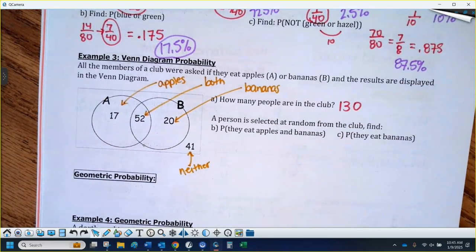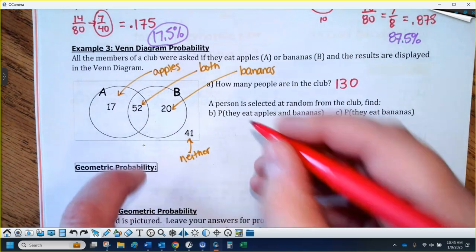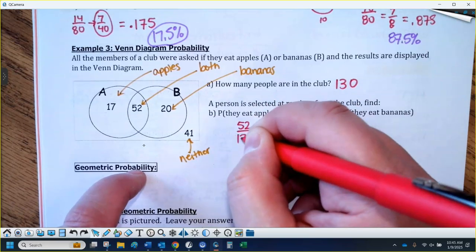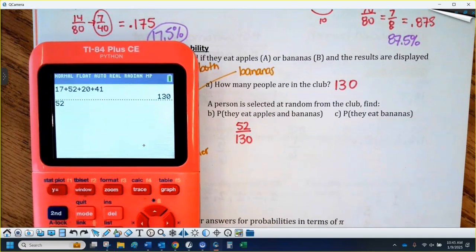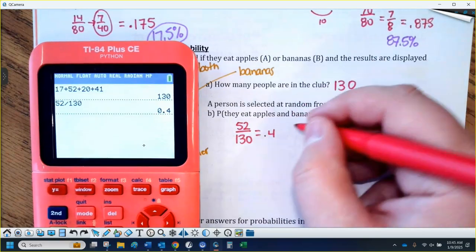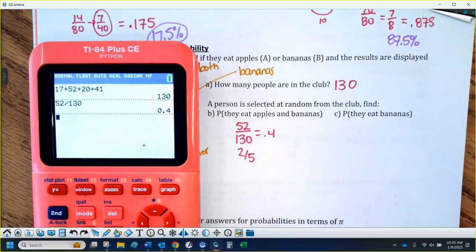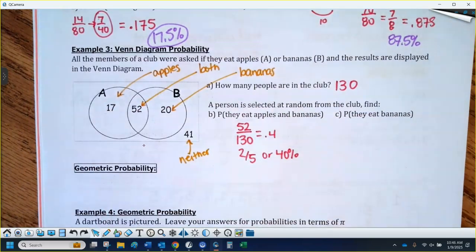Okay, how would you figure out the probability that people would be willing to eat apples and bananas? What would you do to find that probability if I randomly select somebody from this club? Perfect. There's 52 in the middle here that eat both, so you would just do 52 over 130. And again, I know I don't really specify in here how to write this. So if you want to write a decimal, this would be 2/5 if you reduce the fraction, 0.4 or 40%. I would take any of those answers if it doesn't specify.